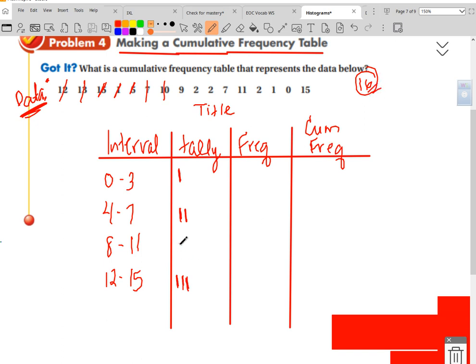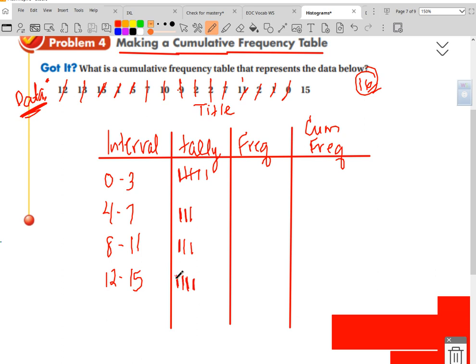Ooh, I didn't put 10 in there. 9, 2, another 2, 7, 11, 2, 1, we're at 5 on tally, you cross it through, so now we know that's 5. 0 goes in that same interval, and 15 goes in the last one.